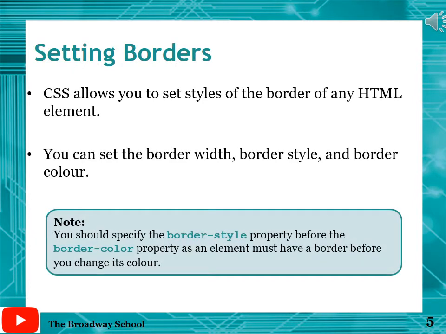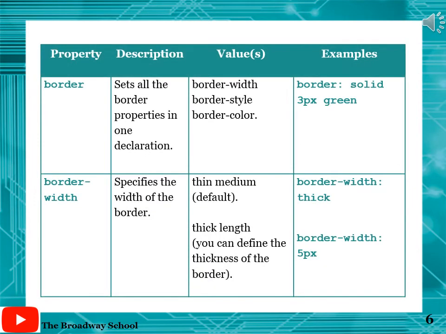Setting borders. CSS allows you to set styles of the border of any HTML element. You can set the border width, border style, and border color. Note, you should specify the border style property before the border color property, as an element must have a border before you change its color. Here we will discuss setting border properties: property, their description, values and examples.